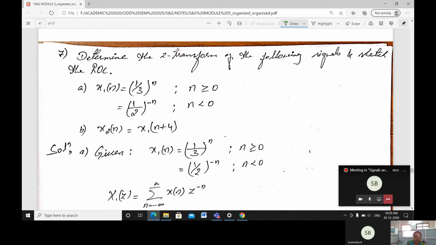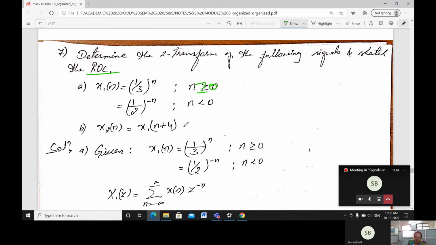The next problem is to determine the z transform of the following signal and sketch the region of convergence. Here there are two problems. Part a is given as x1 of n equals 1 by 3 power n, where n is greater than or equal to 0, and 1 by 2 power minus n, where n is less than 0. And one more is given as x2 of n equals x1 of n plus 4.